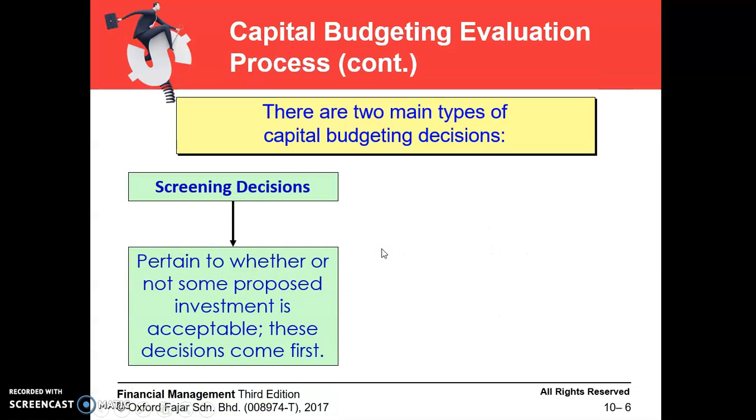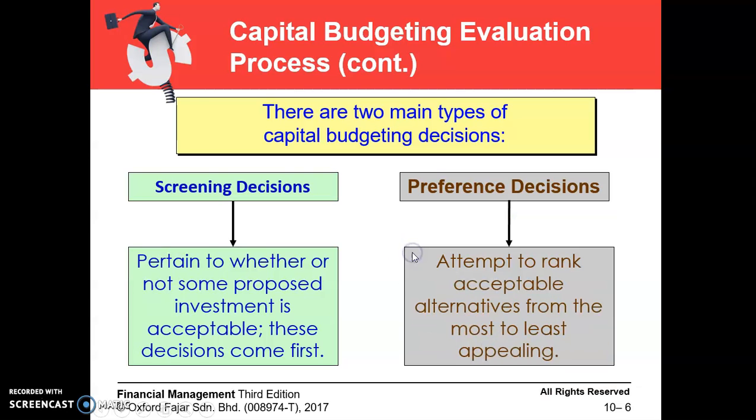There are 2 main types of capital budgeting decisions. First, the screening decision. You have the proposed investment, so you have to screen whether it is acceptable or not, and then attempt to rank those alternatives from the most to the least appealing. You have to choose whether the alternative makes a profit for your company or not, from the very best one to the least one.